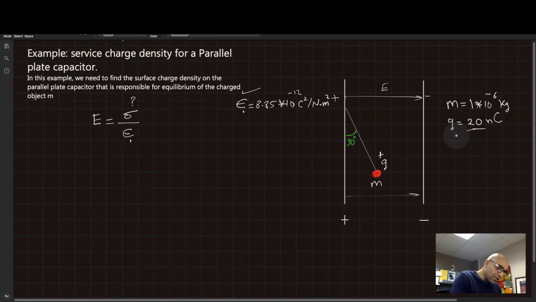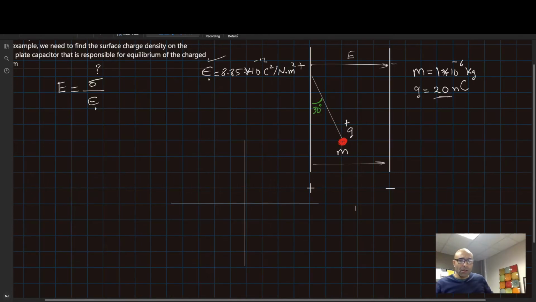Okay, let's draw a free body diagram. It seems that this system is in equilibrium. There are a lot of forces around, so probably it's a good idea to use Newton's law to find the value of the electric field. So to do that, we need to draw a free body diagram for this object.